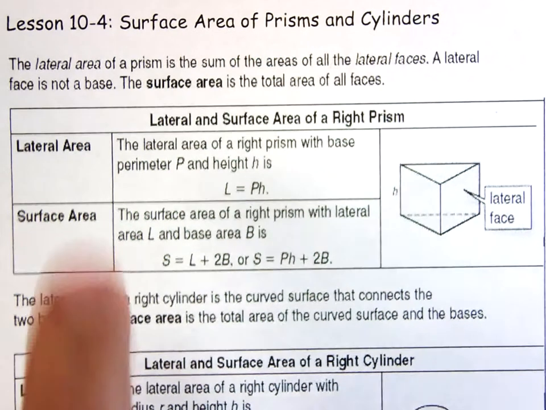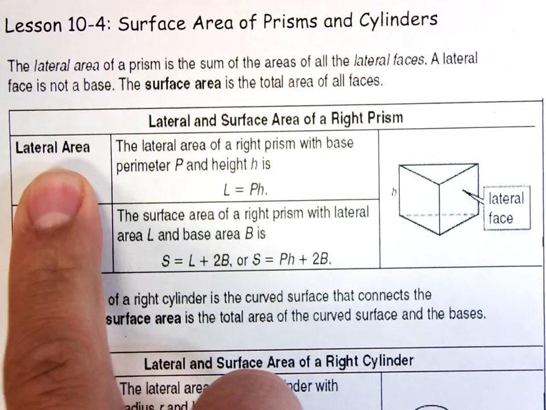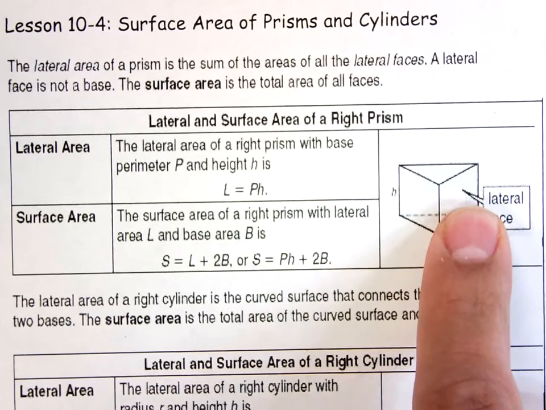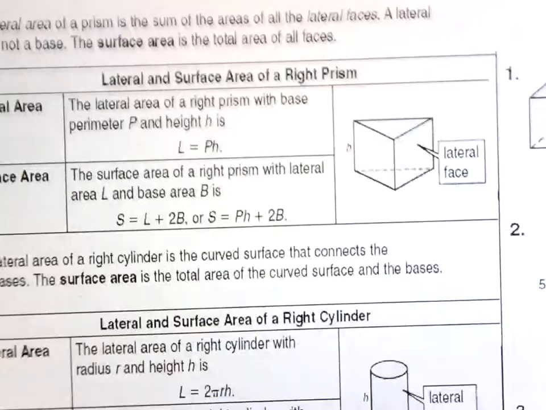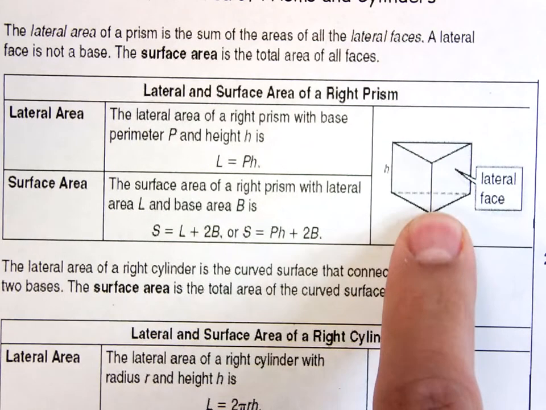Big difference. If you're asked to find lateral area, it just means the surface area of the prism without the two bases. So it's basically just the sides. That's what it's pointing to here. If I've got a prism, my two bases are the sides of the prism that are parallel to each other. So in this picture, it'd be this triangle and this bottom triangle. Those two are the two parallel sides.